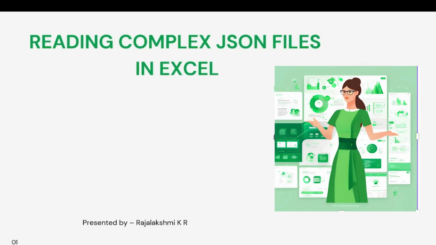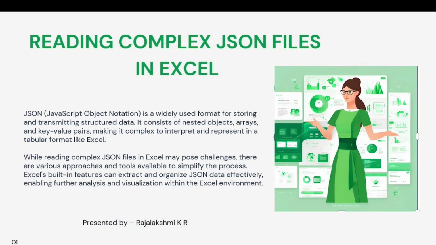In this video, we are going to learn reading complex JSON files in Excel. JSON stands for JavaScript Object Notation. This is a widely used format for storing and transmitting structured data. It consists of nested objects, arrays, and key value pairs, making it complex to interpret and represent in a tabular format in Excel.